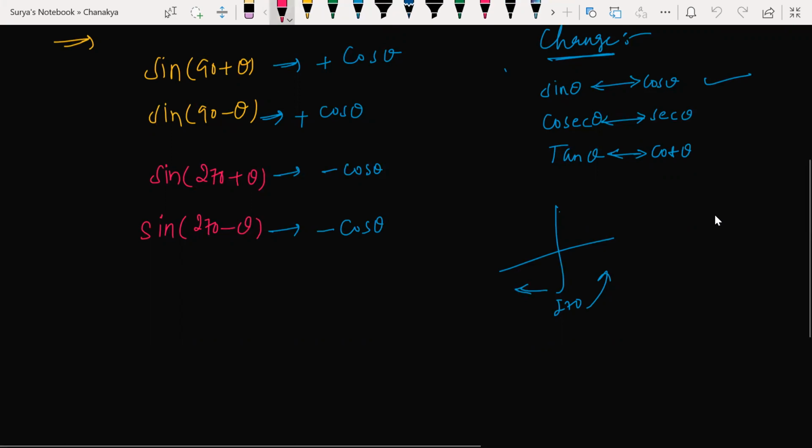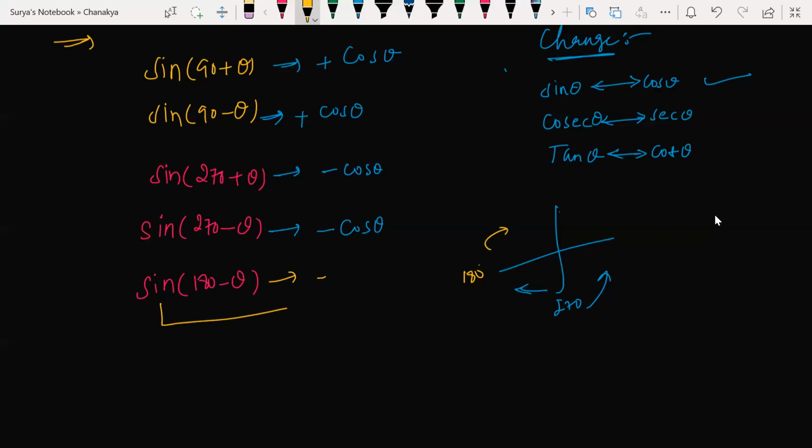Next. Now if I ask you sin 180 minus theta, which quadrant? 180 minus theta is the second quadrant, where sin will be positive.